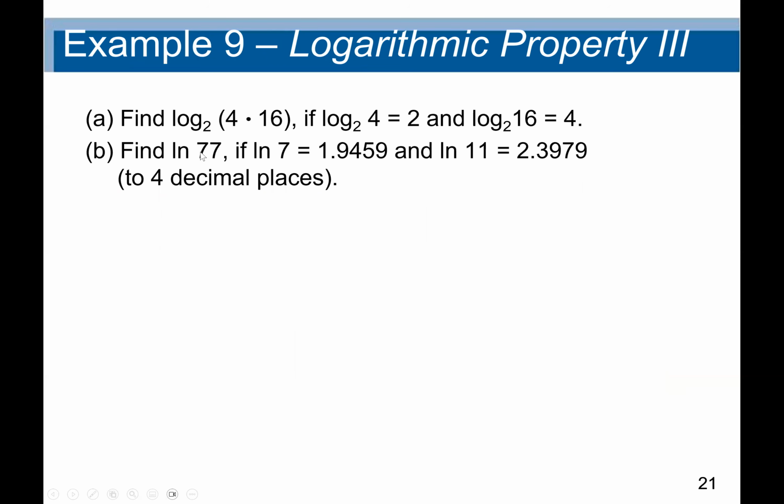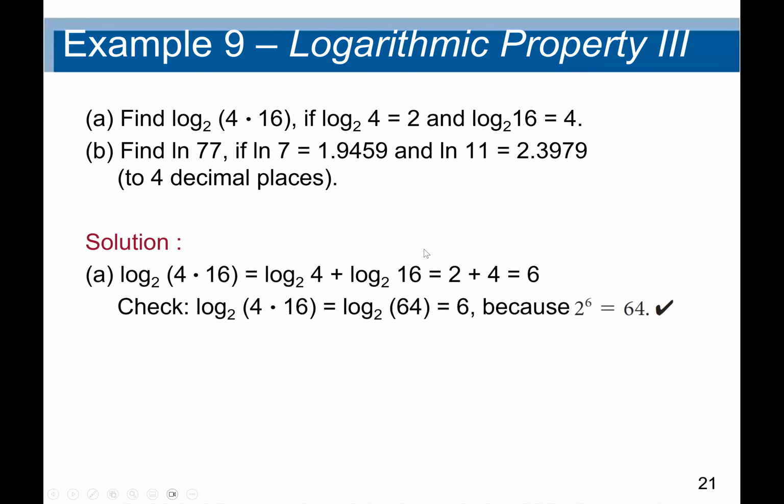So let's use this theory to solve these 2 problems. First, we're going to find log base 2 of 4 times 16. But we know log base 2 of 4 is 2 and log base 2 of 16 is 4. So log base 2 of 4 times 16, we are going to expand it to log base 2 of 4 plus log base 2 of 16. Then we know log base 2 of 4 times 16 is the same as log base 2 of 64, which will give us 6 again.